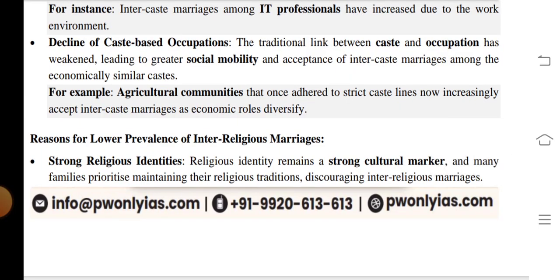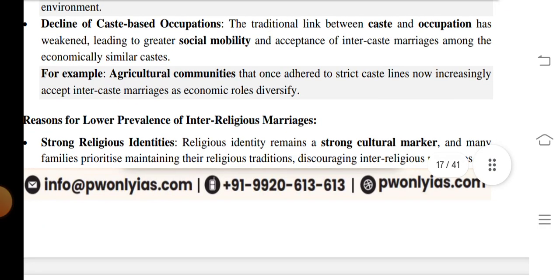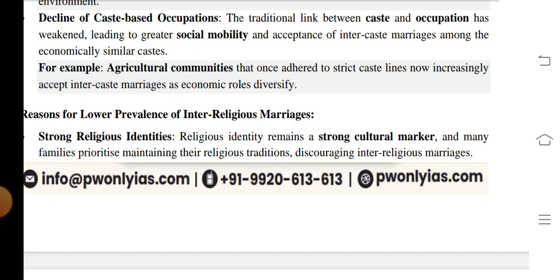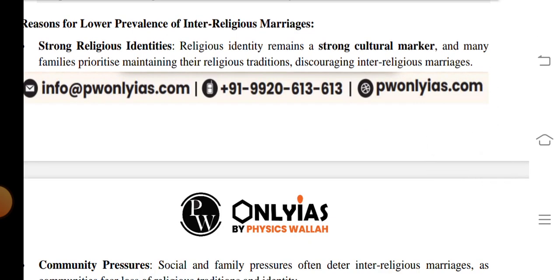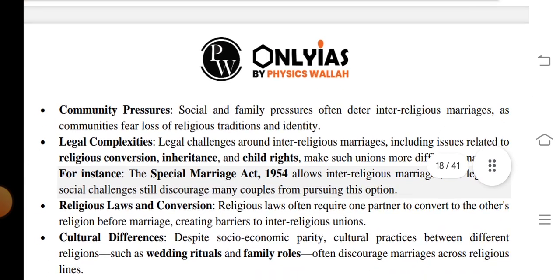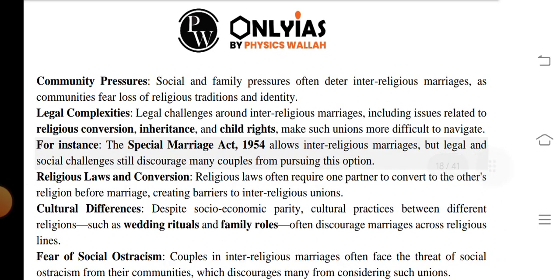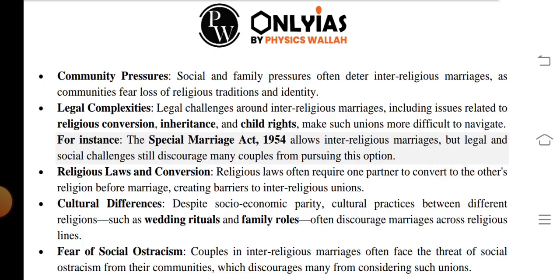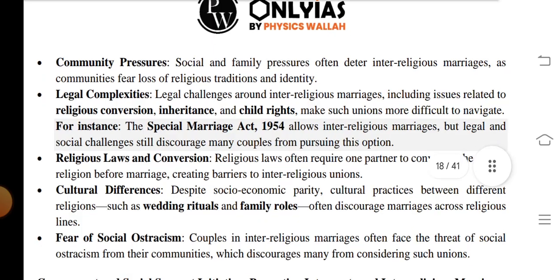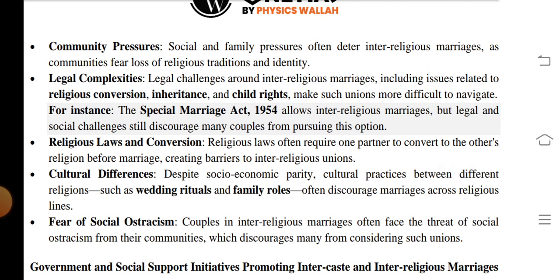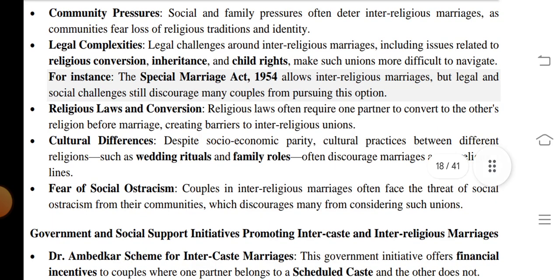Reasons for the lower prevalence of interreligious marriages. Strong religious identities remain strong cultural markers, and many families prioritize maintaining their religious traditions, discouraging interreligious marriages. Community and family pressures often deter interreligious marriages, as the community fears loss of religious tradition and identity. Legal complexities and challenges around interreligious marriages, including issues related to religious conversion, inheritance, and child rights, make such unions more difficult to navigate.